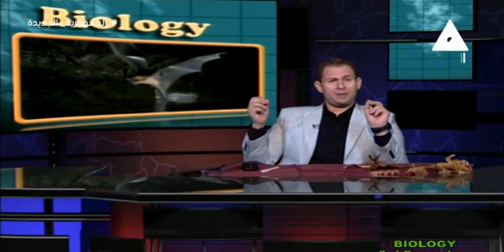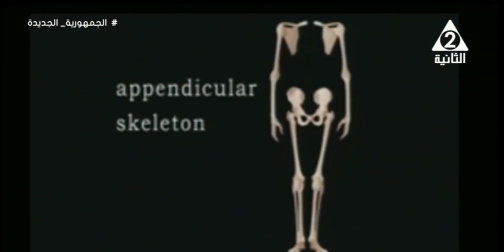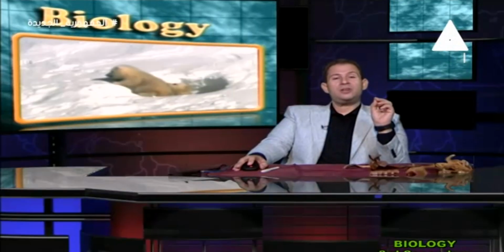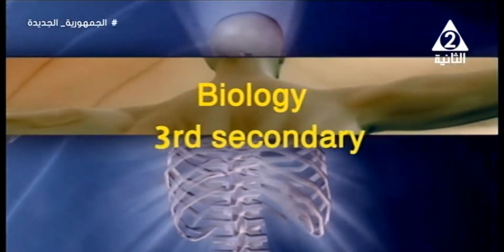The appendicular skeleton has two main parts: the pectoral girdle and the upper limb, and the pelvic girdle and the lower limb. The first I'm going to start with is the pectoral girdle and the upper limb.